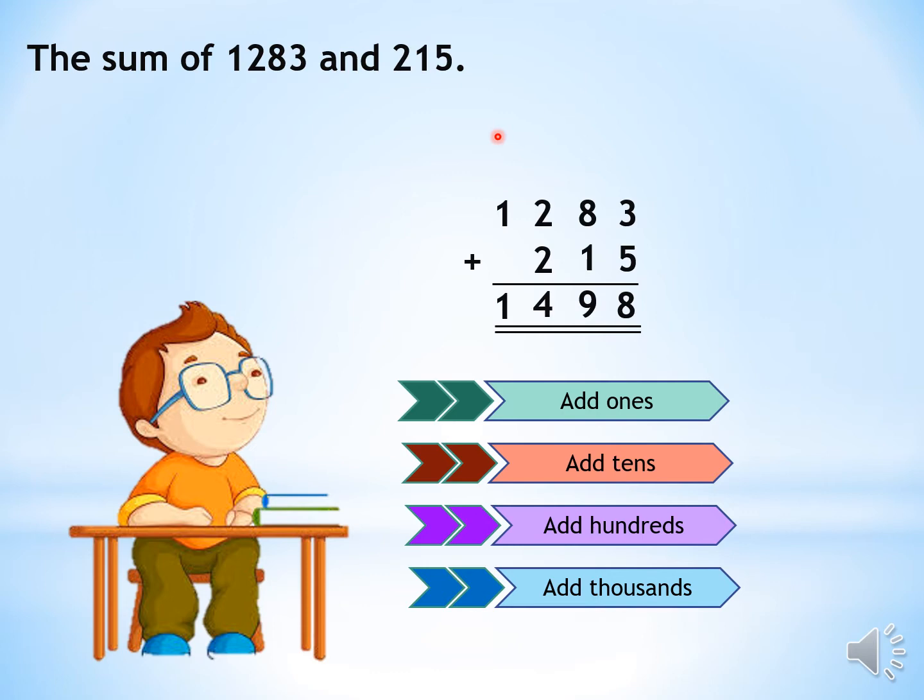So, the sum of 1283 and 215 is 1498. This is the easiest way of getting an answer for addition and subtraction questions. Shall we go to another example, children? Yes.